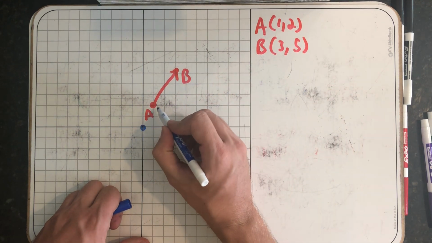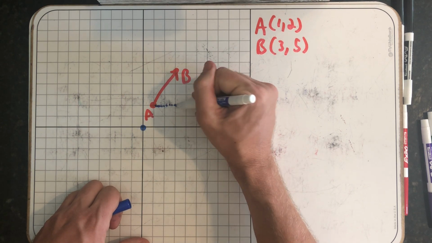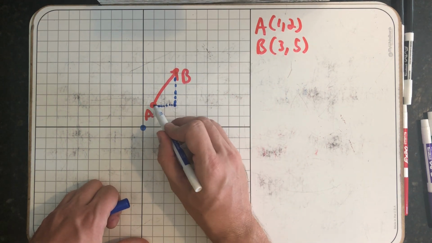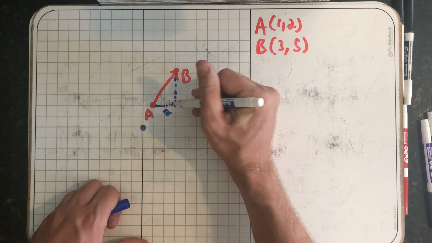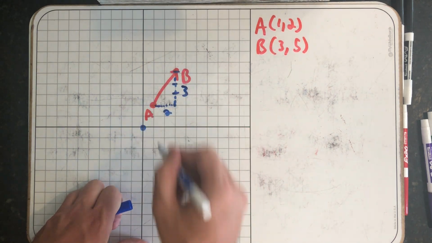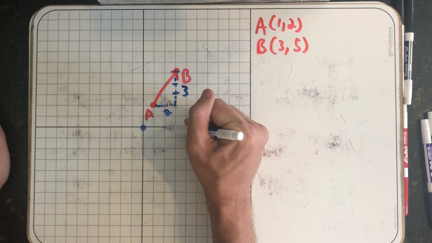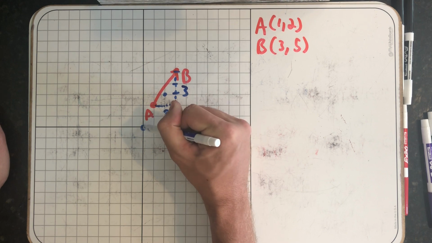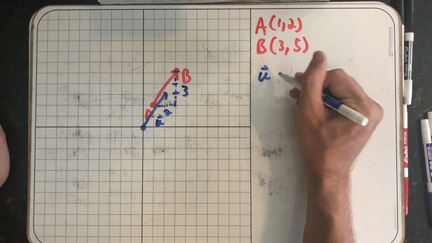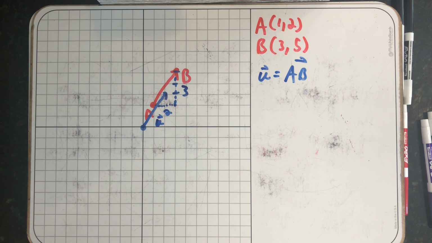And now I need to think about how to create a vector. Well, if I just follow the same path from A to B, I could imagine going over so many and up so many. And literally here I see that I go over 2 and I go up 3. If I follow that same recipe, I should have the same vector but starting at the origin. So over 2 and up 3. I'm going to call this vector u, and the vector u is equal to the vector AB. And that vector happens to start at the origin.